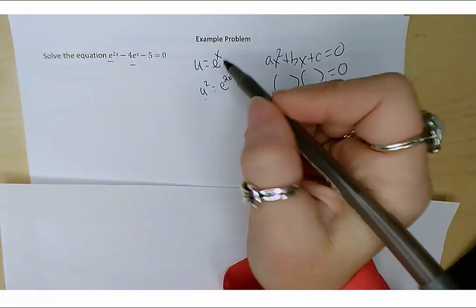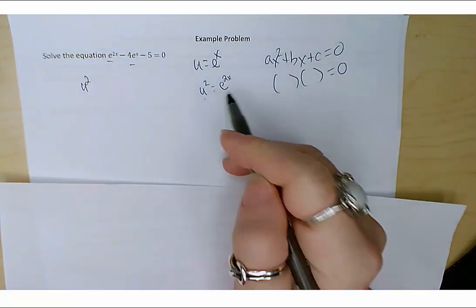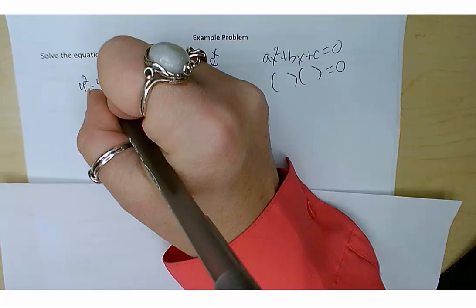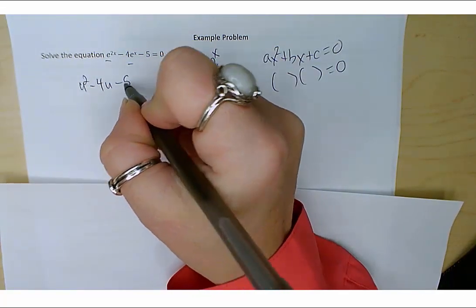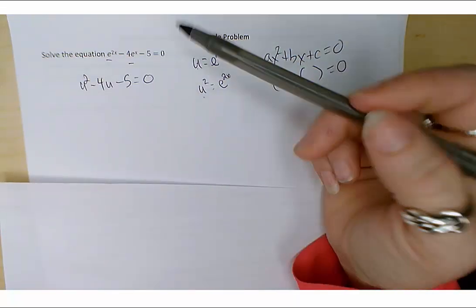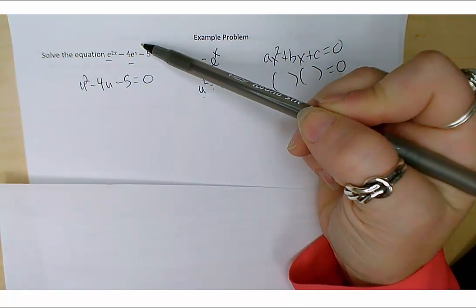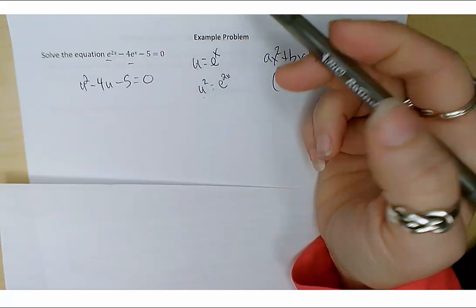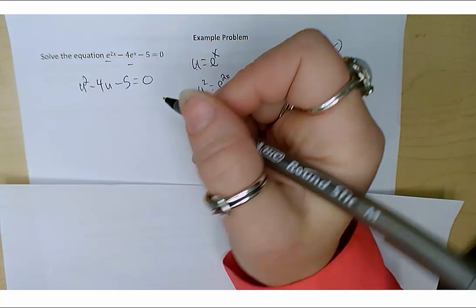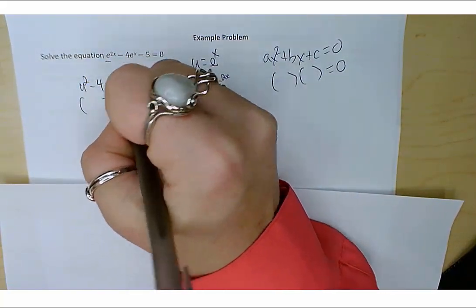That means e to the 2x minus 4e to the x minus 5 is equal to 0 becomes u squared minus 4u minus 5 is equal to 0. So by using this u substitution, we're able to take this exponential equation and convert it into this quadratic equation so that we can factor and solve this equation here. Now this we can definitely factor and solve.